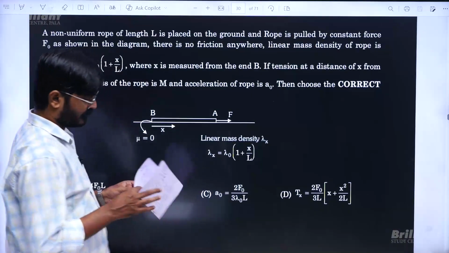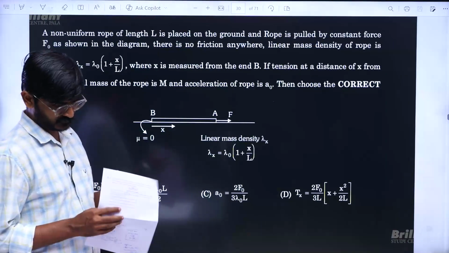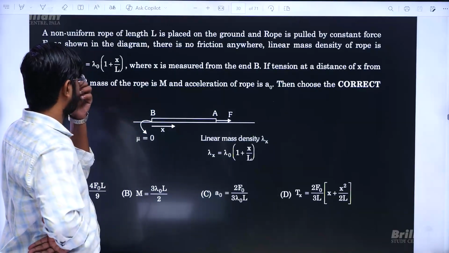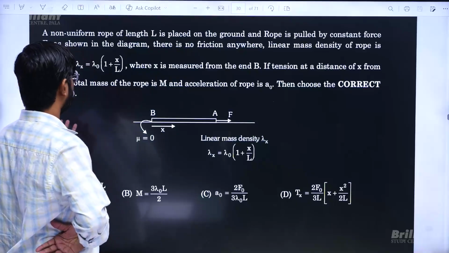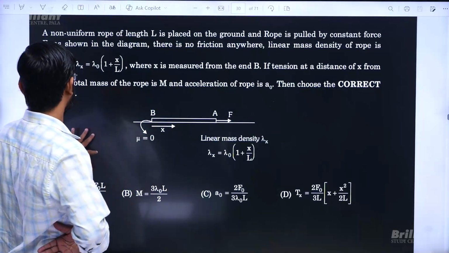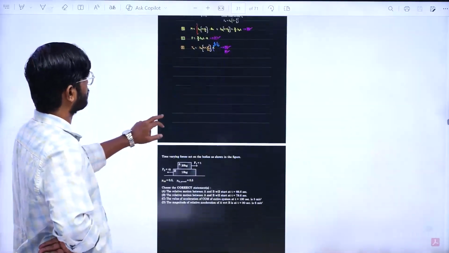A non-uniform rope of length L is placed on the ground and the rope is pulled by a constant force as shown in the diagram. There is no friction anywhere. Linear mass density varies with the distance x, where x is measured from here. Choose the correct options, and all are straightforward questions.